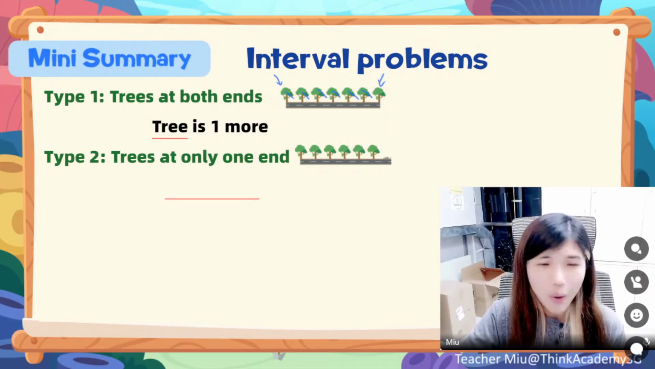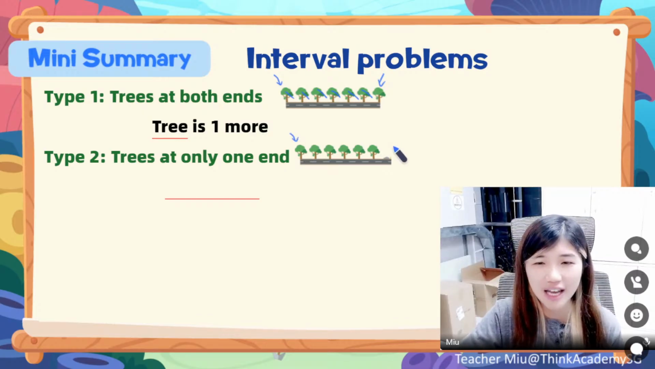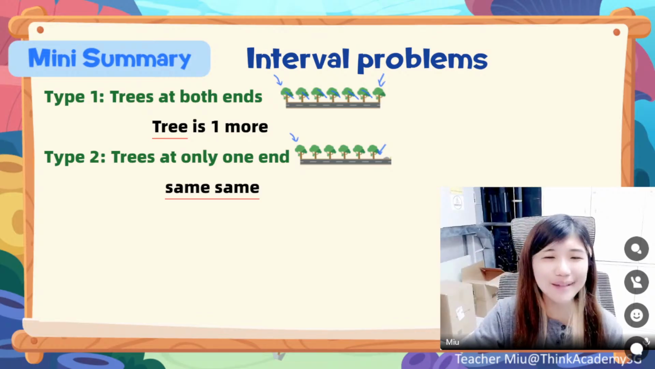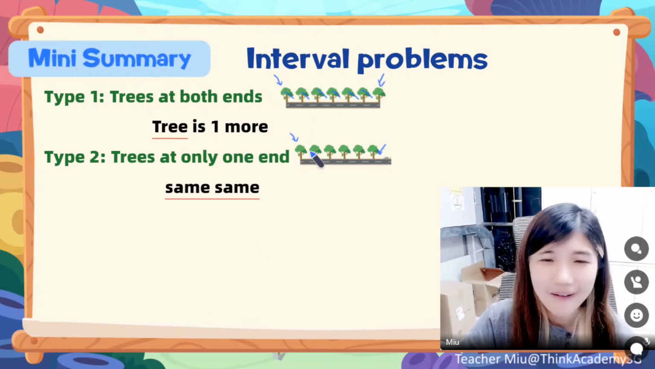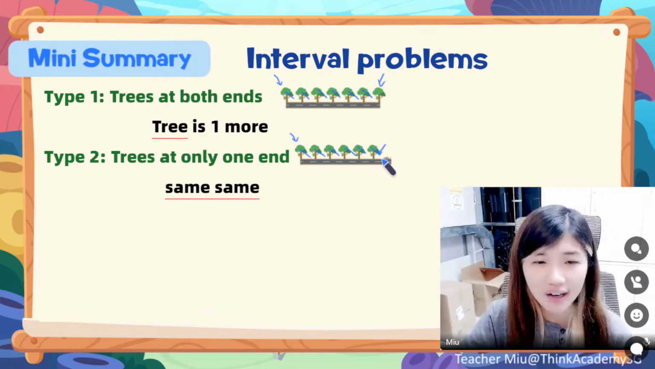Continue. What about the tree at one end? That means we start with tree and end with intervals. Not end with rocks. We don't care about rocks, sorry. So there must be the same. They have the same thing. Because tree and interval, tree and interval, tree and interval, tree and interval, tree and interval, and the last interval and the set rock, we don't care. So they must be the same.